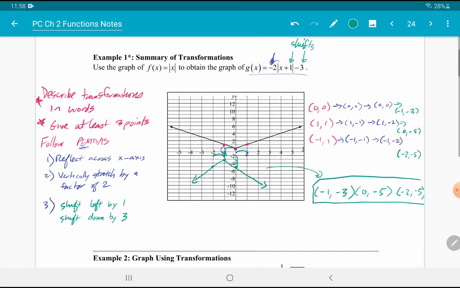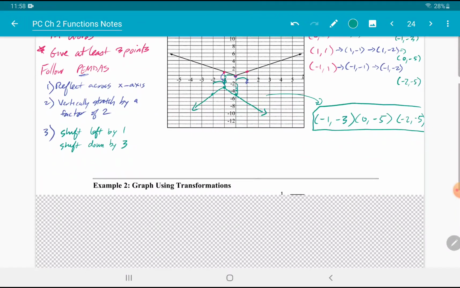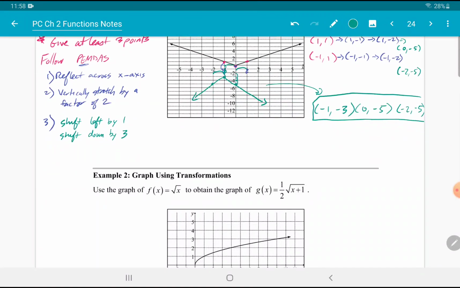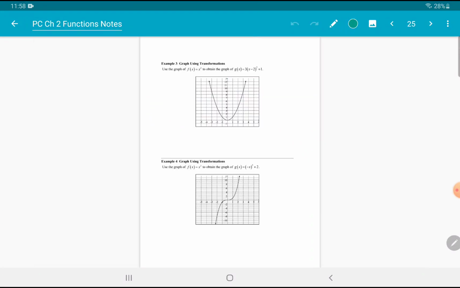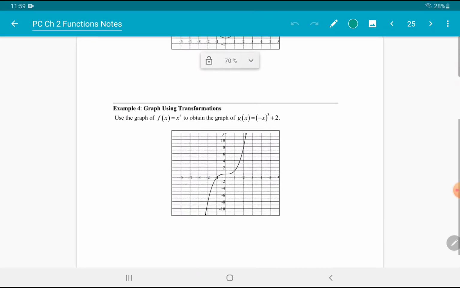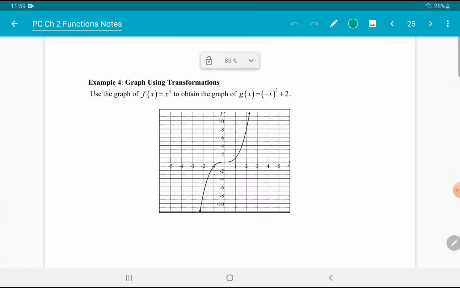Okay. All right, let's do another one. We're not going to do all of them. That's for you to do either in class or on your own. But let's look at number 4. That's an interesting one. Okay, so we're going to graph f of x equals x to the third power. And then our transformation g of x is equal to negative x to the third power plus 2.